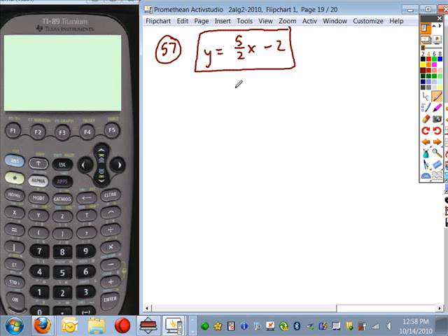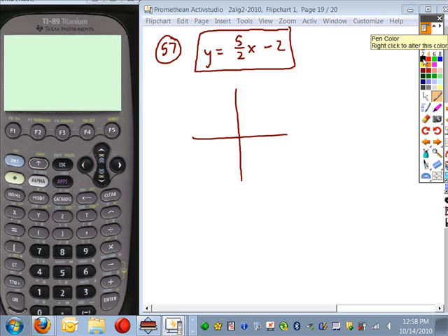And again, to me, the easiest way, since it's written in slope-intercept form, would be to plot your y-intercept, which is what? -2. So we're going to plot that point, the point (0, -2). There's one of my solution points.